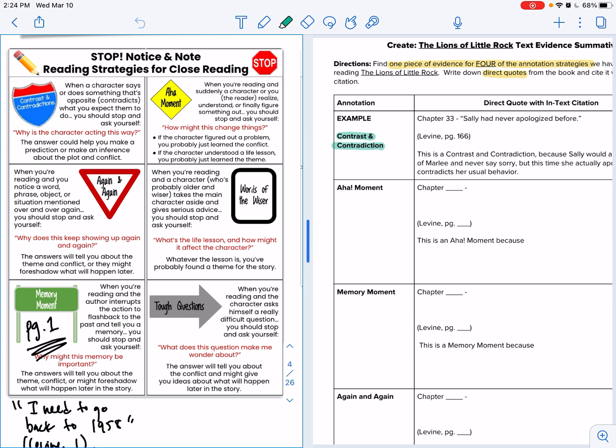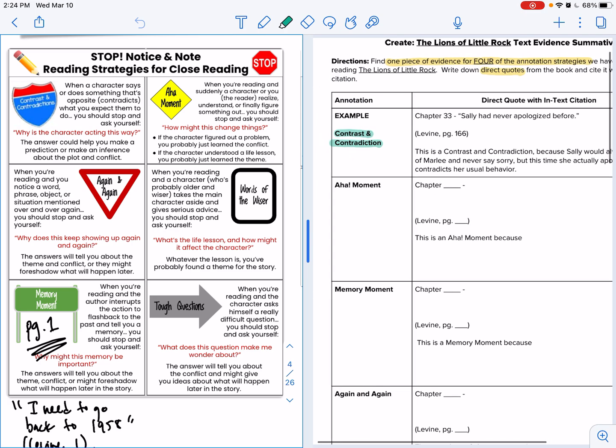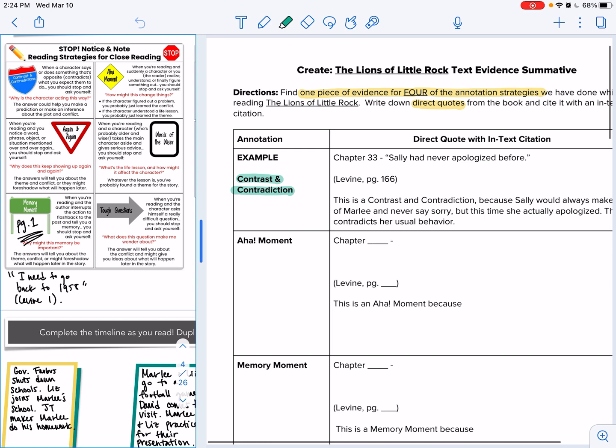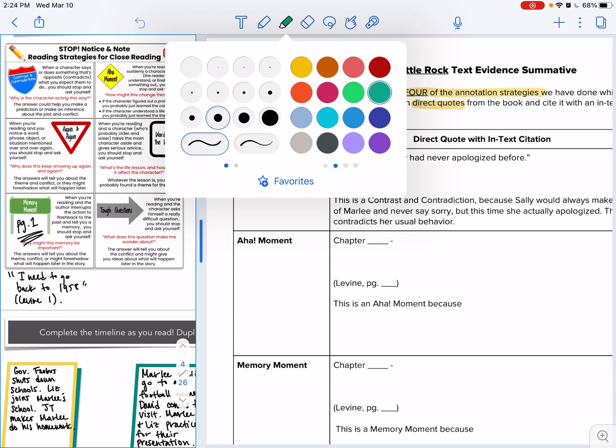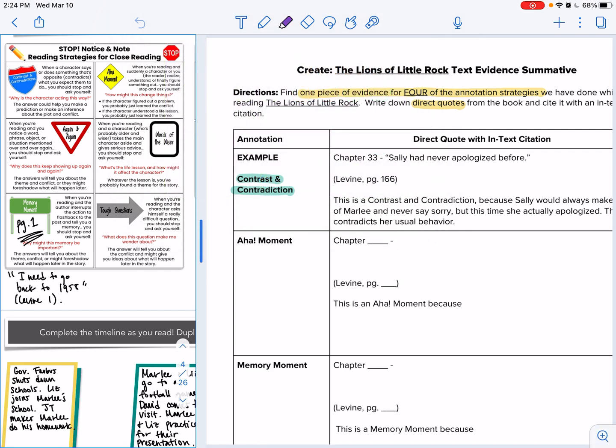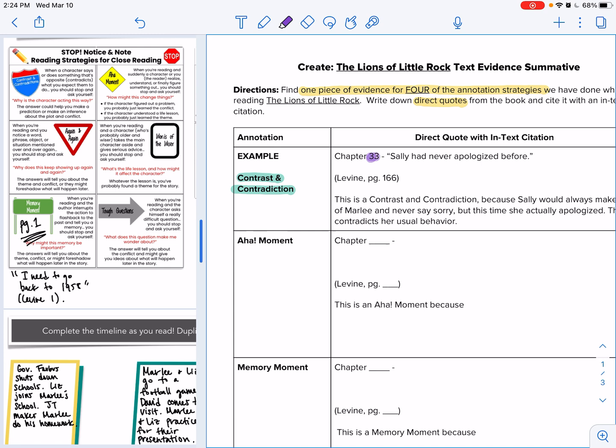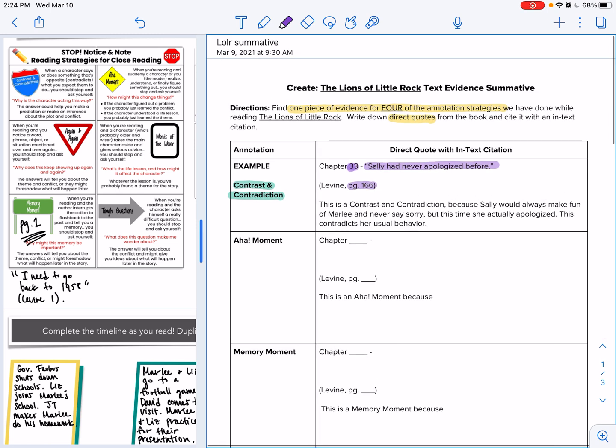As we've read The Lions of Little Rock, we have annotated multiple examples of contrast and contradiction. So just find one of those examples. In this example, we have chapter 33. "Sally had never apologized before." Page 166. This is a contrast and contradiction because Sally would always make fun of Marley and never say sorry, but this time she actually apologized. This contradicts her usual behavior.